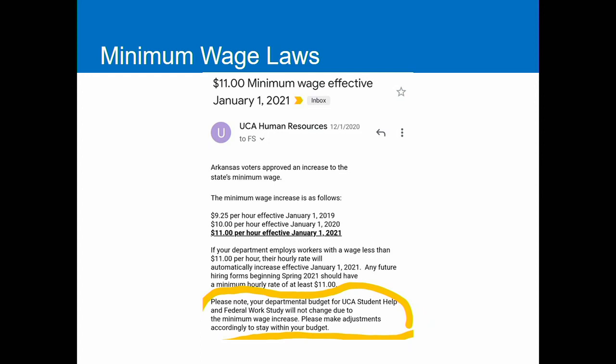This was an email sent out from some school in Arkansas. At the bottom, they said, please know your department budget for the UCA, University of Central Arkansas, student help and federal work study will not change due to minimum wage increases. Please make adjustments to stay within your budget. So this is an example of a university where the minimum wage increased. They basically told them we're not giving you more money, so basically requiring them to either fire workers, like the student workers, or cut their hours. So it ends up costing them the same.